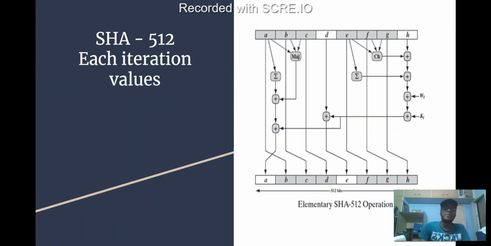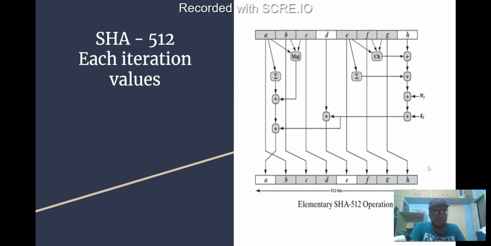Now coming to the values of each iteration. These are the 8 hash buffers A to H. Now let us consider this as round 0 and this as round 1. To find the values of A to H in round 1 from round 0, you do a bunch of operations. Let us follow the arrows. The value of A in the previous round, that is round 0, goes to B in round 1. Similarly, the value of B in round 0 goes to C, and C to D, and E to F, F to G, and G to H.